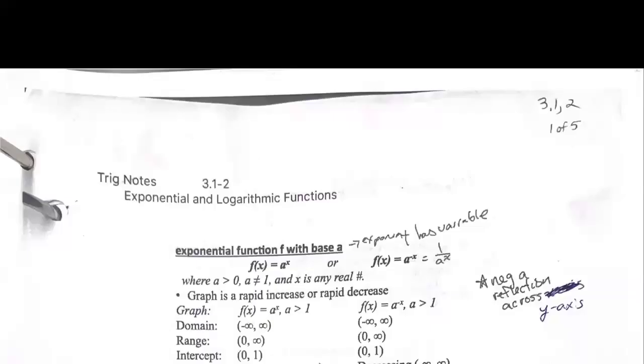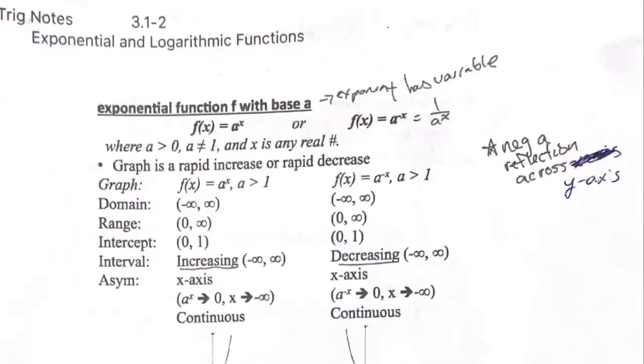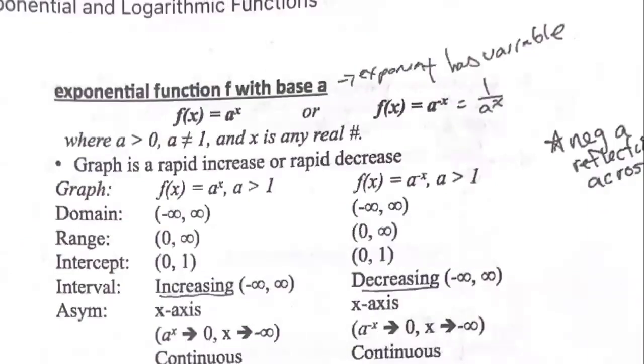Okay, so 3-1 exponential and logarithm functions. An exponential function has a base a, and the exponent has a variable. So f of x equals a to the x, or f of x equals a to the negative x, which is (1 over a) to the x. You should remember from a long time ago, when you have a negative in the exponent, you can make it positive by writing the base in the denominator of a fraction with the 1 on top. So, rewriting it.